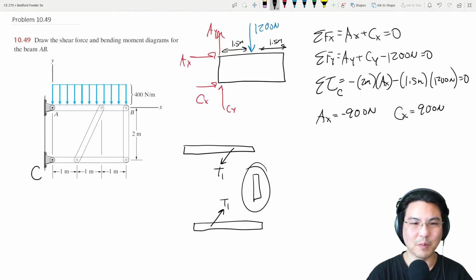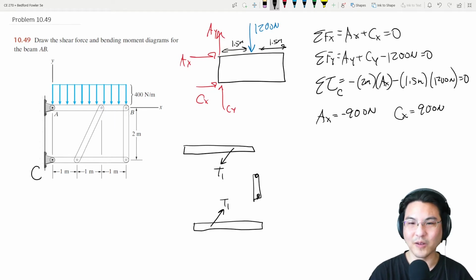Okay, and then this one member over here has forces acting at these 2 points. So also a 2-force member. So like this. So these have got to be equal and opposite, which means these 2 have to be equal and opposite. I drew them in tension, so I'll just call it tension 2 for a lack of creativity.